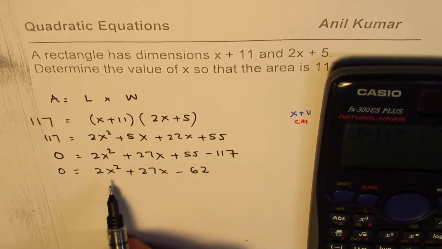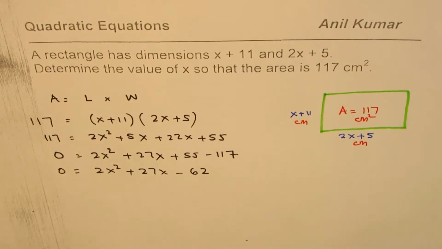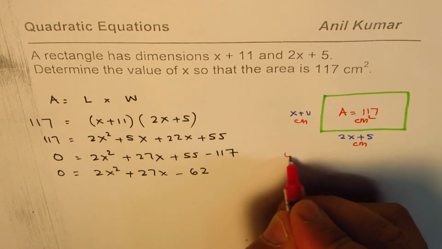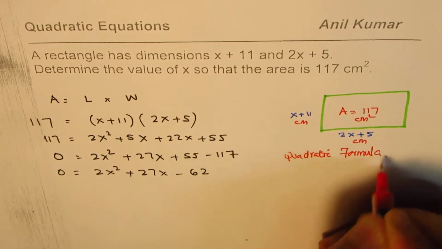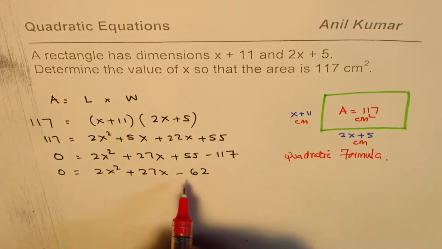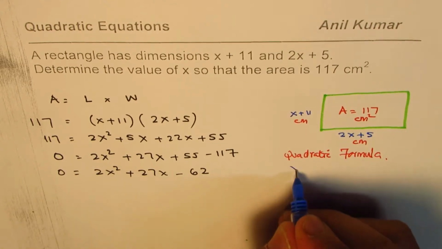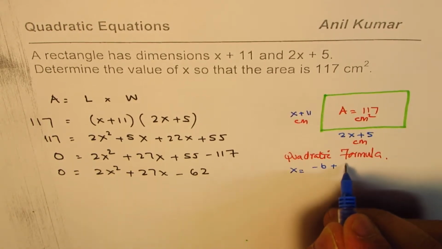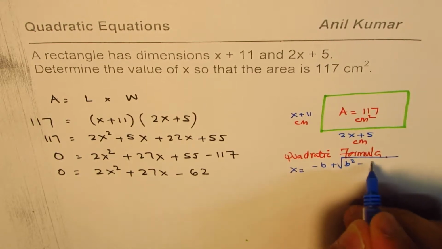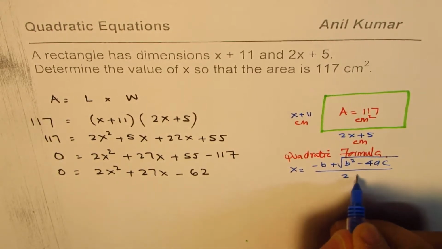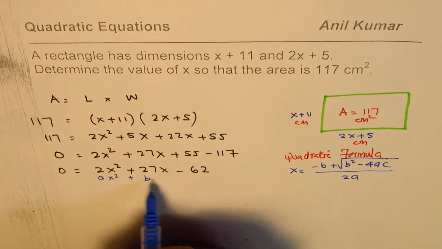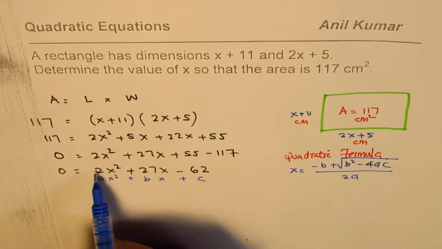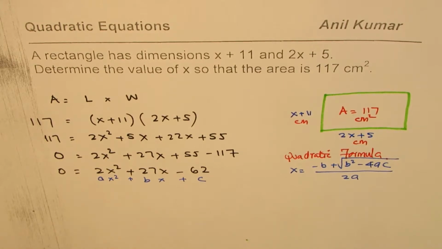Now to find the value of x, some of you could use the quadratic formula. That is one option. Which is, when the equation is given in the standard form, you can always write the value of x as equals minus b plus or minus square root of b squared minus 4ac divided by 2a, right? In this case, the equation is stated like this, ax squared plus bx plus c, right? So a is 2, b is 27, c is minus 62, right? So that is one way of doing it.